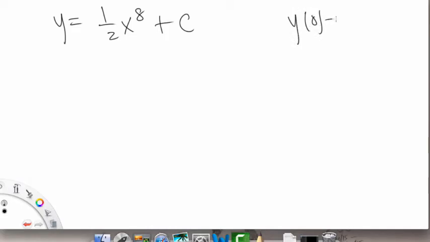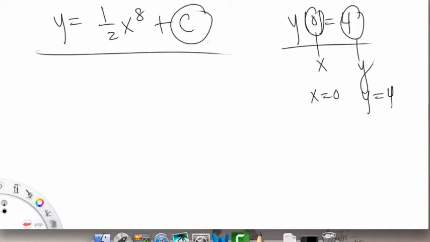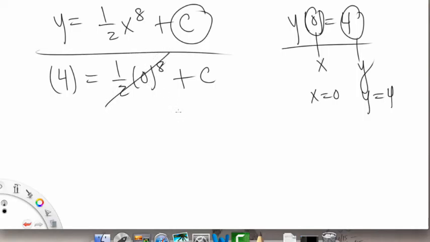Okay, so we ended up with y equals 1/2 x to the 8th plus c, and we know y of 0 is equal to 4. So this is our initial condition, and this means that when we plug in x equals 0, we get out an answer of y equals 4. Okay, so x equals 0, y equals 4, and we're going to plug those into this equation here, and we're going to solve for c. We're going to solve for our unknown constant. So if we plug in a 4 for y, then we get 1/2 times 0 to the 8th plus c. So this term is a 0, and we find that c is equal to a 4.